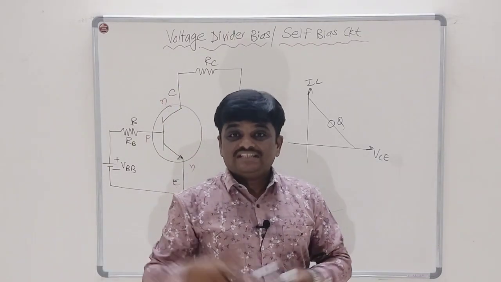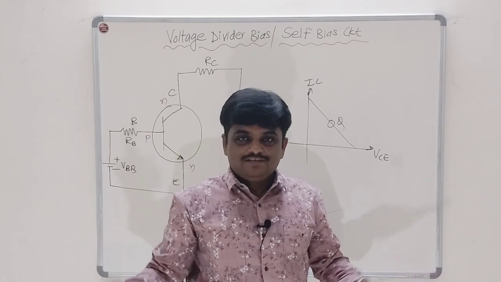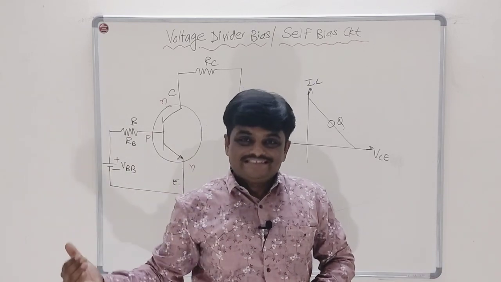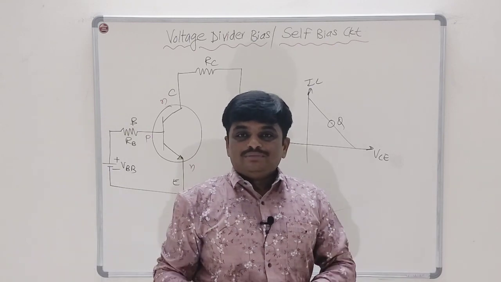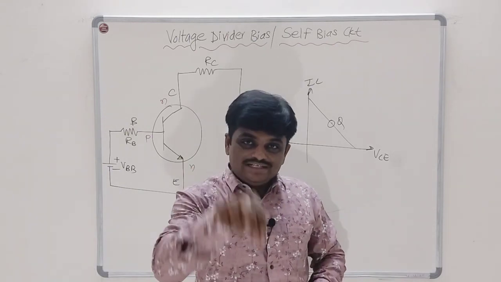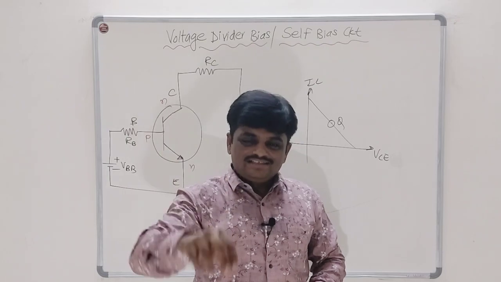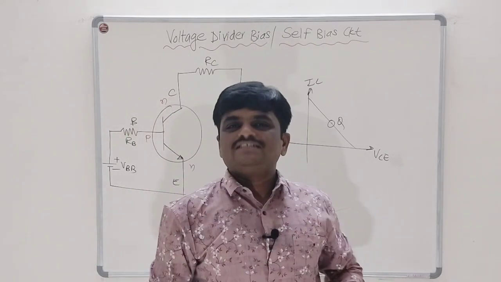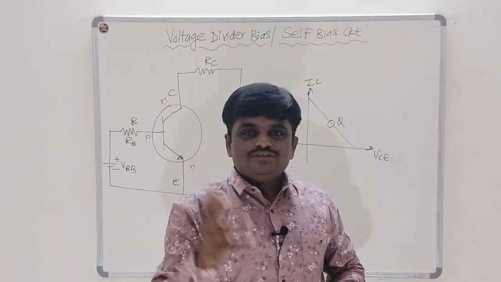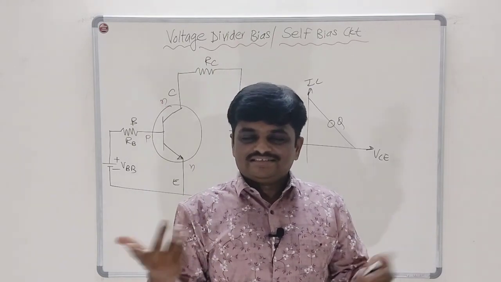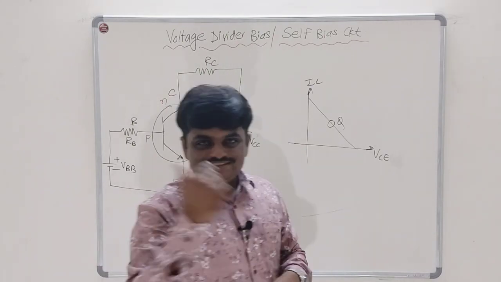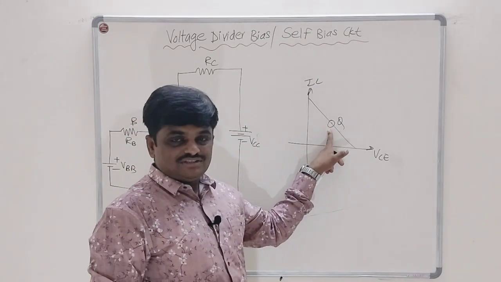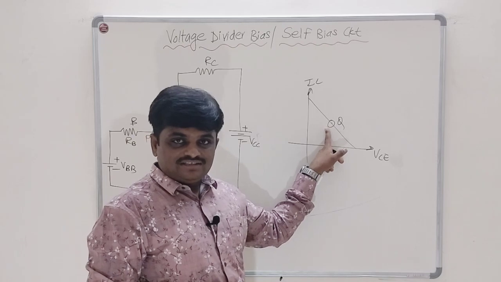If there is a variation in the temperature of the transistor, or fluctuations in the input, or if you replace one transistor with another transistor of the same number, what will happen? They may have a slight change in the values of the current gain, and hence you may have a slight change in the location of the Q point. So what will happen? Though you have biased this transistor in the active region, right?